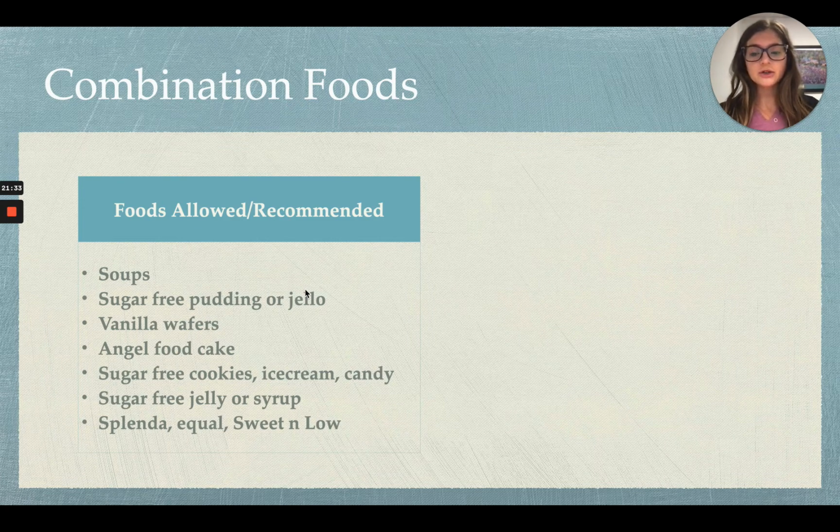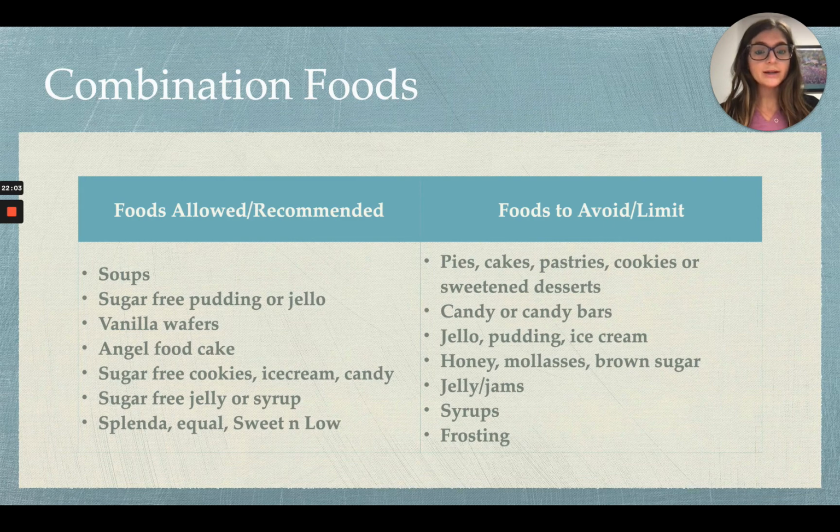Sugar-free cookies, sugar-free ice cream, sugar-free candy. For your jelly and syrup, there are sugar-free jelly and syrup options, so that is going to be the recommendation. And then any individual that wants sugar alternatives, those are going to be the recommendation instead of having regular sugar. So providing Splenda, Equal, Sweet'N Low, Stevia, these would be the sugar alternative preferred options.